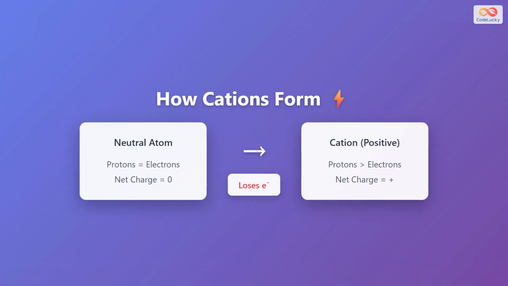Let's look at how cations actually form. We start with a neutral atom, where the number of protons equals the number of electrons, giving it a net charge of 0. When this atom loses one or more electrons, something interesting happens. The number of protons stays the same, but now there are fewer electrons. This means the protons outnumber the electrons, resulting in a net positive charge. This positively charged particle is what we call a cation.